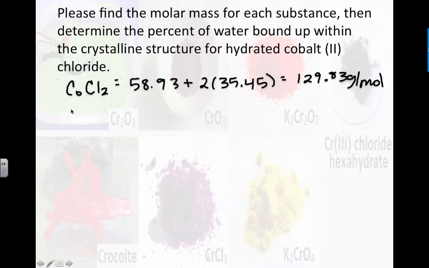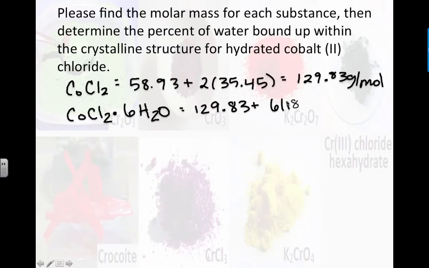Now that hydrate, it says hexahydrate, right? Let's check. Yep, hexahydrate. So that means 6 waters are attached to this in the hydrated form. So for this molar mass, we have 129.83 plus the mass of 6 waters, where each water weighs 18 grams per mole. That comes from 1 oxygen and 2 hydrogens. So that is 108 grams per mole for this piece, plus 129.83. The total is 237.83 grams per mole.